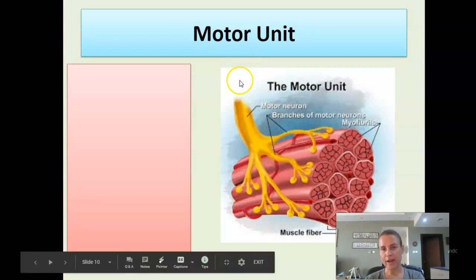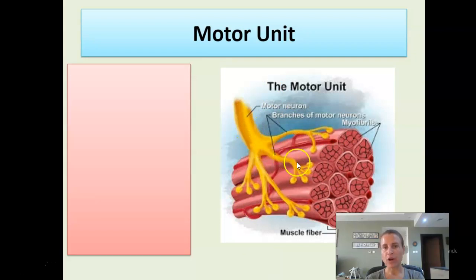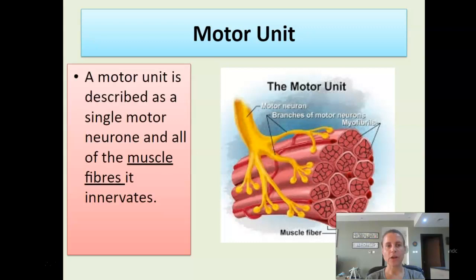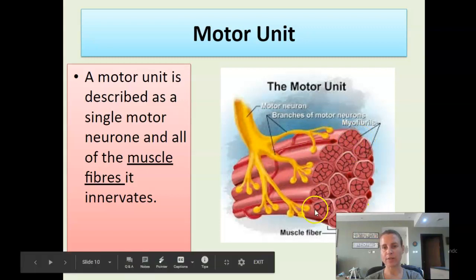An impulse will travel along this motor neuron, go to these presynaptic knobs, and make all of these muscle fibers contract. They will all shorten. So a motor unit is described as a single motor neuron and all of the muscle fibers that it innervates. To innervate means that it attaches a nerve to it. So here you've got the nerve, here are the end plates of the nerve fiber, and it's attached to the muscle fibers as well.